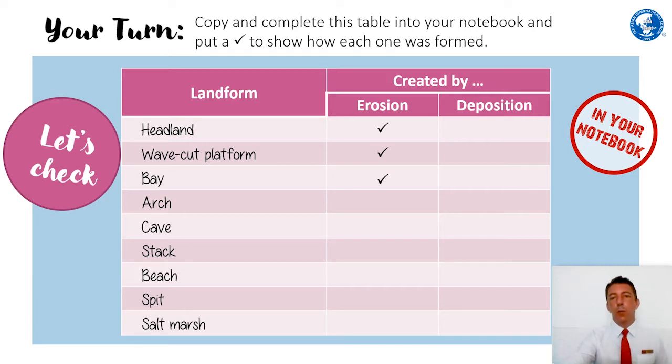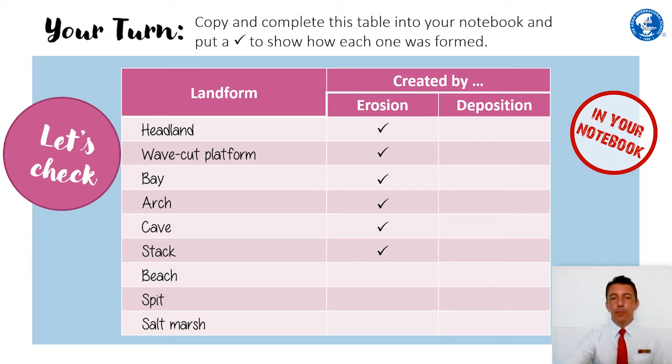The bay is also formed by erosion. The soft rock erodes faster, cutting out a bay in the coast. How about the arch? The arch is also formed by erosion. Cave, that too is erosion. And the stack is also erosion. So erosion will cause the arch to collapse, leaving the stack standing.